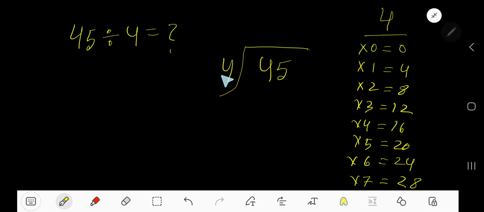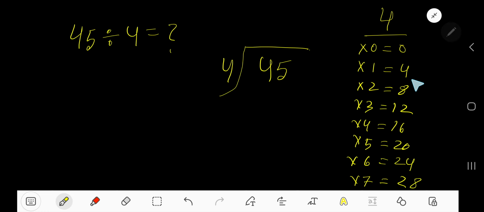45 divided by 4. Here 4 is a divisor, so we need the multiplication table of 4. 4 times 0, 0. 4 times 1, 4. 4 times 2, 8. 4 times 3, 12. 4 times 4, 16. 4 times 5, 20. 4 times 6, 24. To find the multiplication table of 4, just add 4 to the previous step.